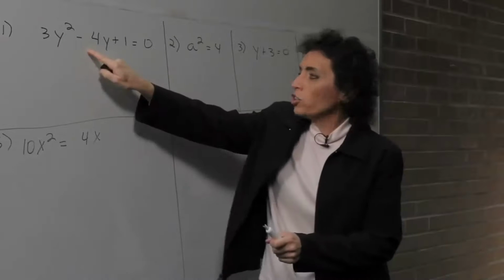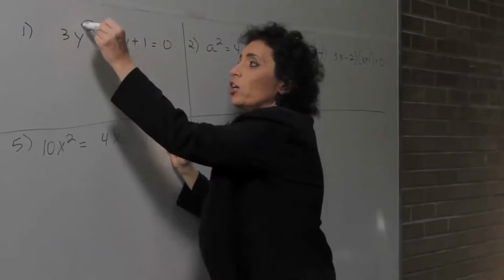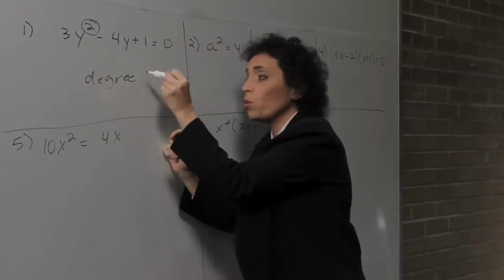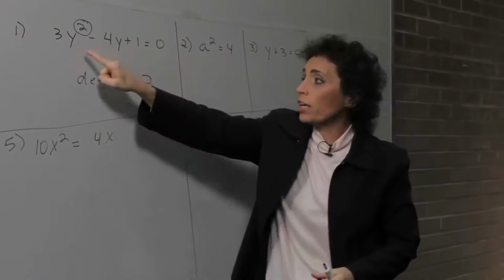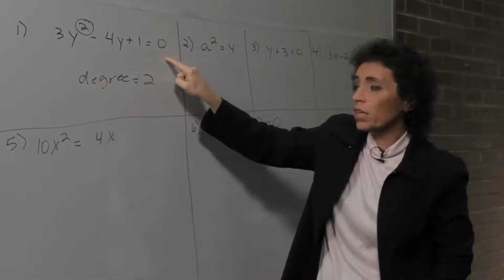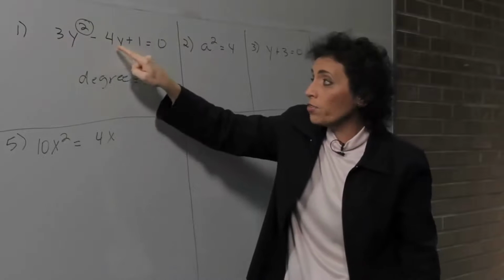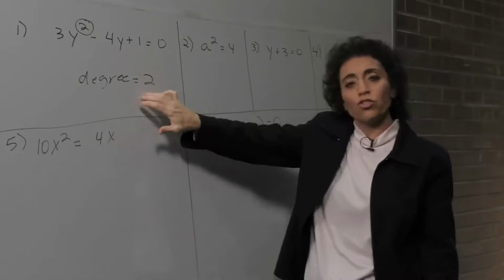3y squared minus 4y plus 1 equals 0. This is a quadratic equation because its degree is 2. That's all we want here. And just so you know, this is standard form, because standard form means everything on one side, 0 on the other. The a term would be 3, the b term is -4, the c term is 1. Sometimes that's important. So that degree is 2.